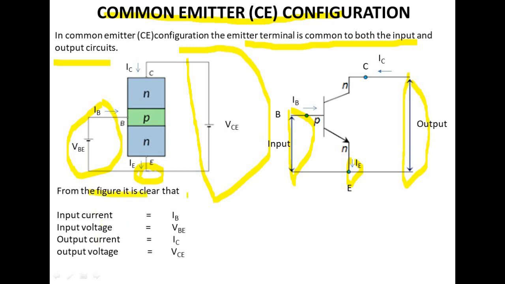From the figure it is clear that the input current will be IB, that is the base current. Input voltage will be VBE, and output current is IC because it is flowing through the output terminal, and output voltage will be VCE.